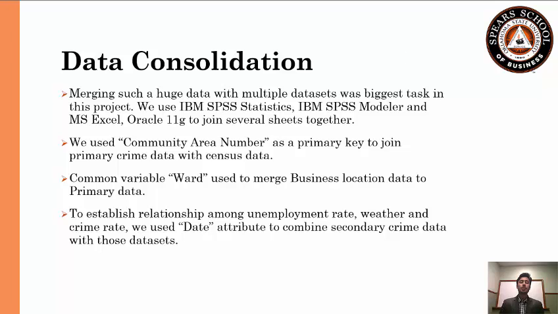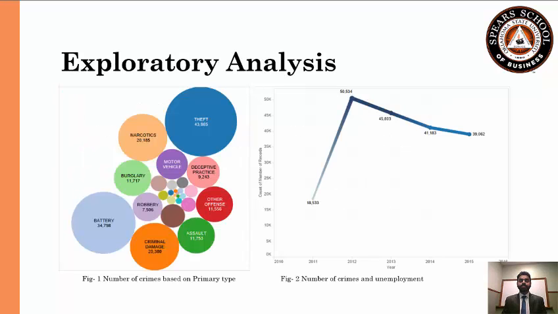Now I call upon my fellow team member Vibhor to discuss the exploratory analysis that we did for our project. Thank you, Jen, for letting me in. Now I'll be talking about the exploratory analysis.